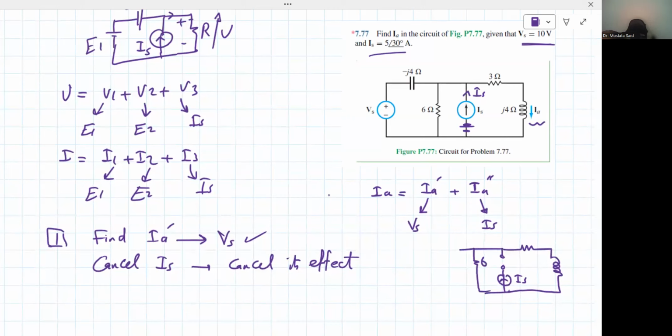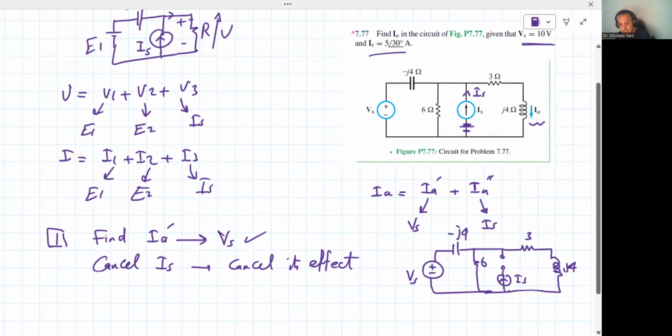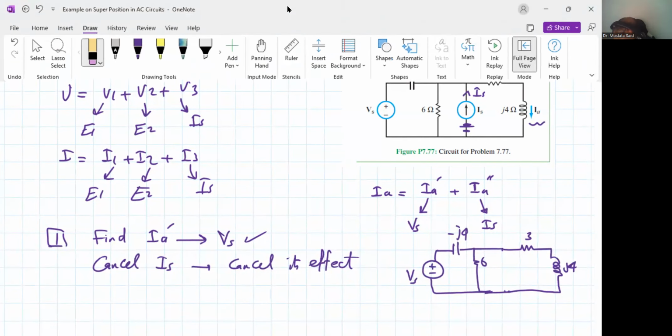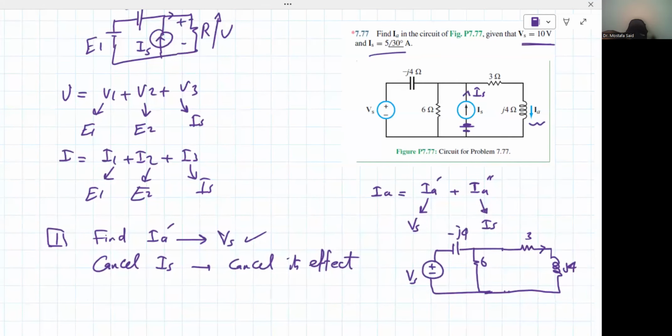6 ohm. The capacitor G4, 3 ohm, and this. Okay. And if you have a branch with an open circuit and just one element, just remove this element so you can remove it completely. Okay. And the current here now is not IA, it's IA dash. The contribution of VS to IA.